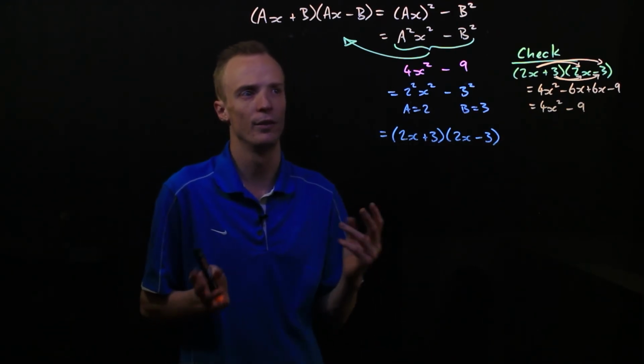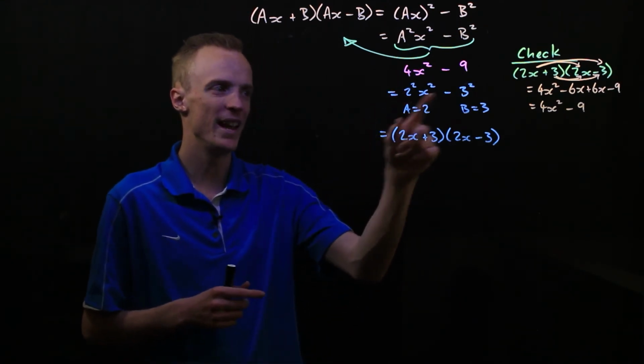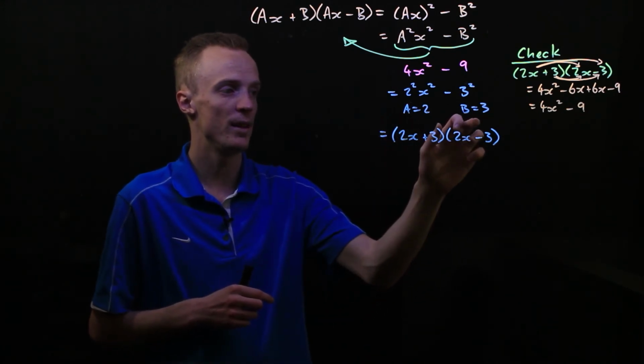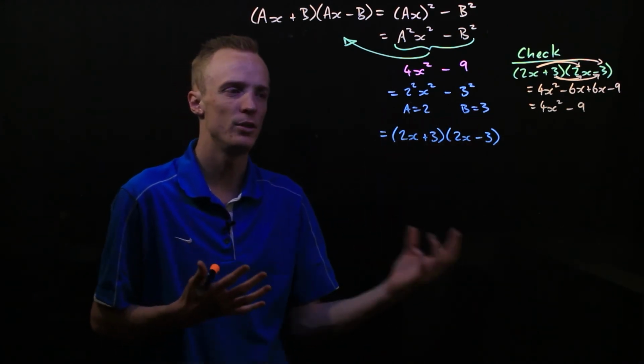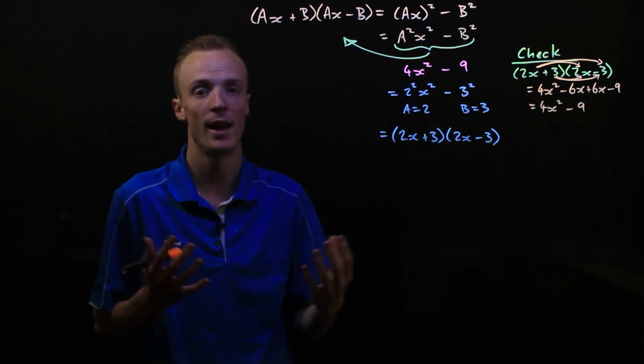So when we've got the difference of two squares, the key here is to square root each term essentially to be able to find what the a and the b value are. And then you substitute those values back into the difference of two squares that we had to begin with.